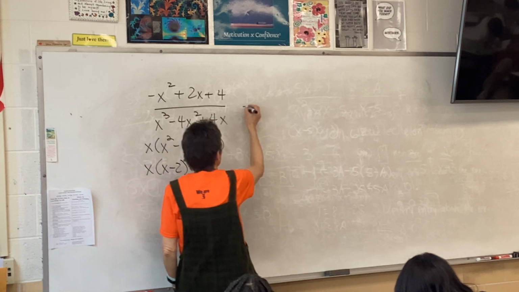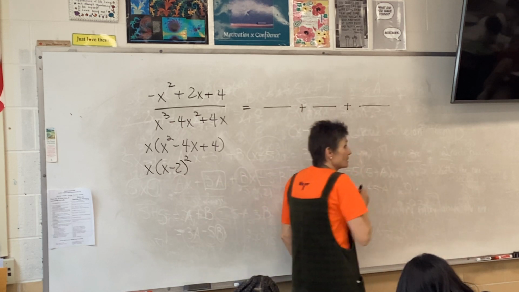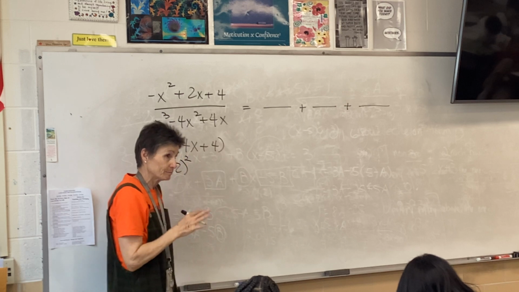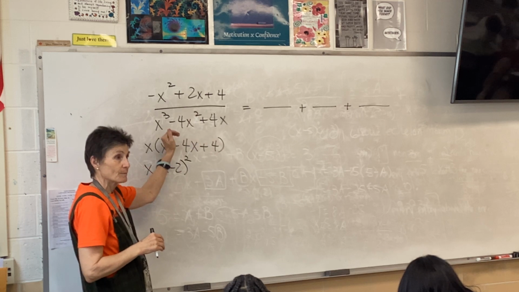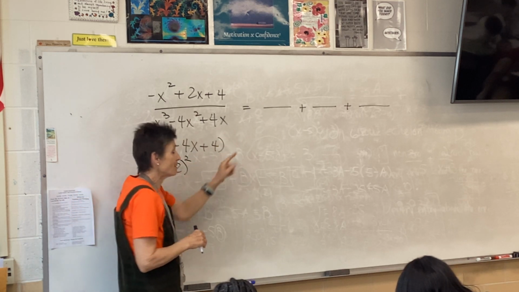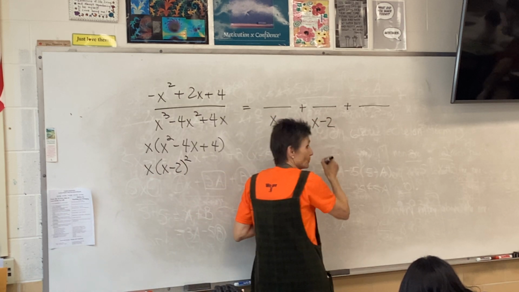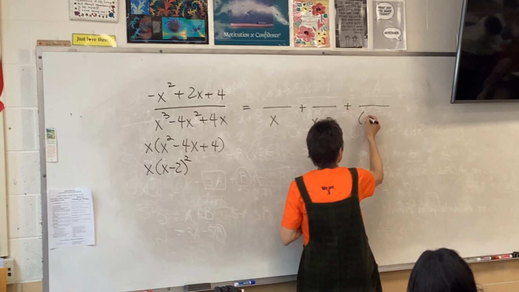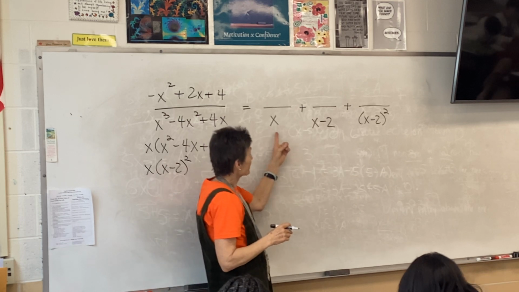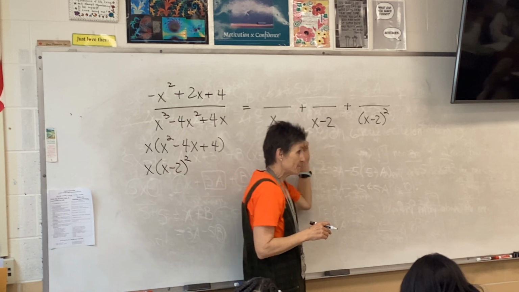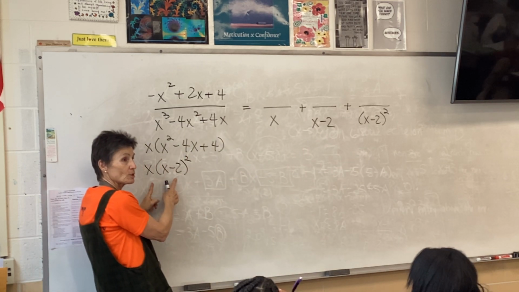All right, now be careful. Remember, you are adding together things that ultimately will give you this answer. So my denominators are going to be an x, an x minus 2, and an x minus 2 squared. Now I want you to think about that for a second. What would be the common denominator of these three fractions? Wouldn't this be the common denominator of those three fractions?